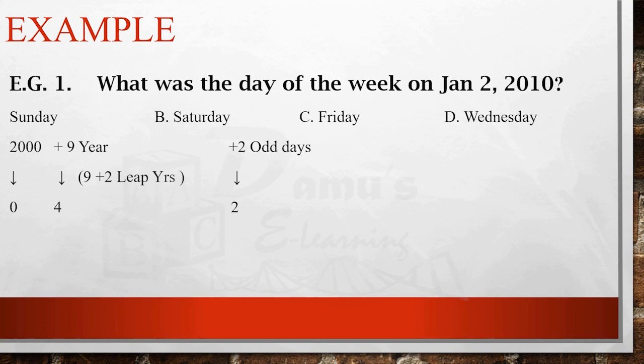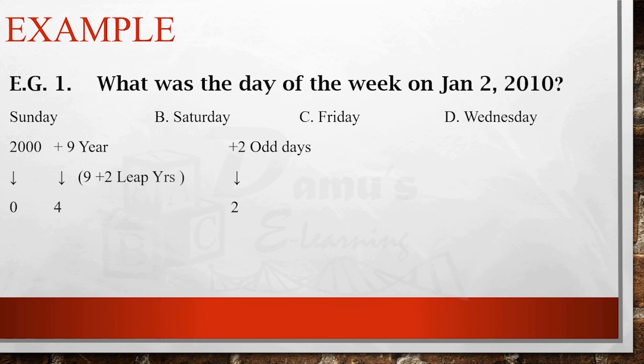We know that every year will have 1 odd day and every leap year will have 2 odd days. So 9 years will have 9 odd days. Now in that 9, 2 are leap years, so 2 more additional days will be there. So 9 plus 2, 11 is the total number of odd days. So 11 divided by 7, remainder 4. So 9 years will have 4 odd days.